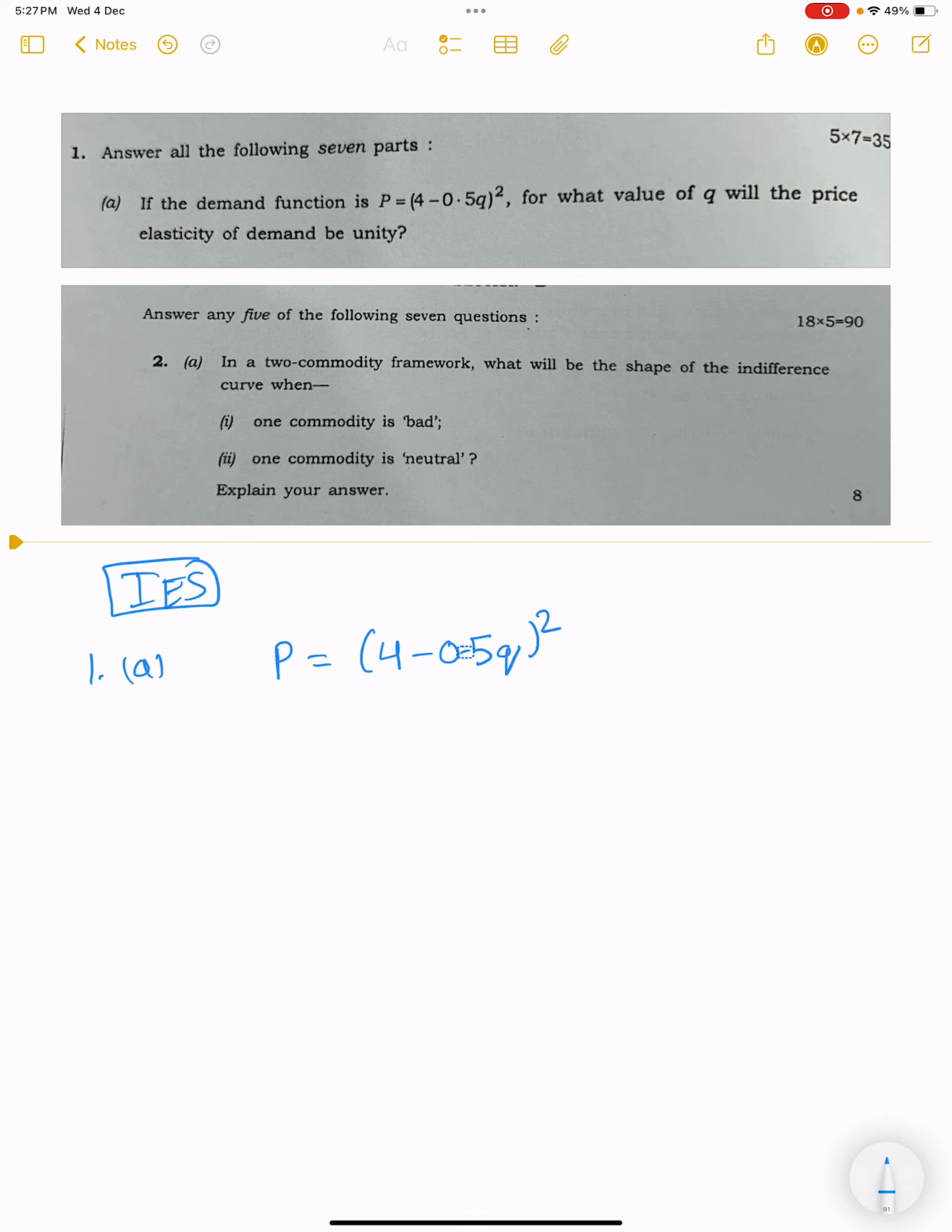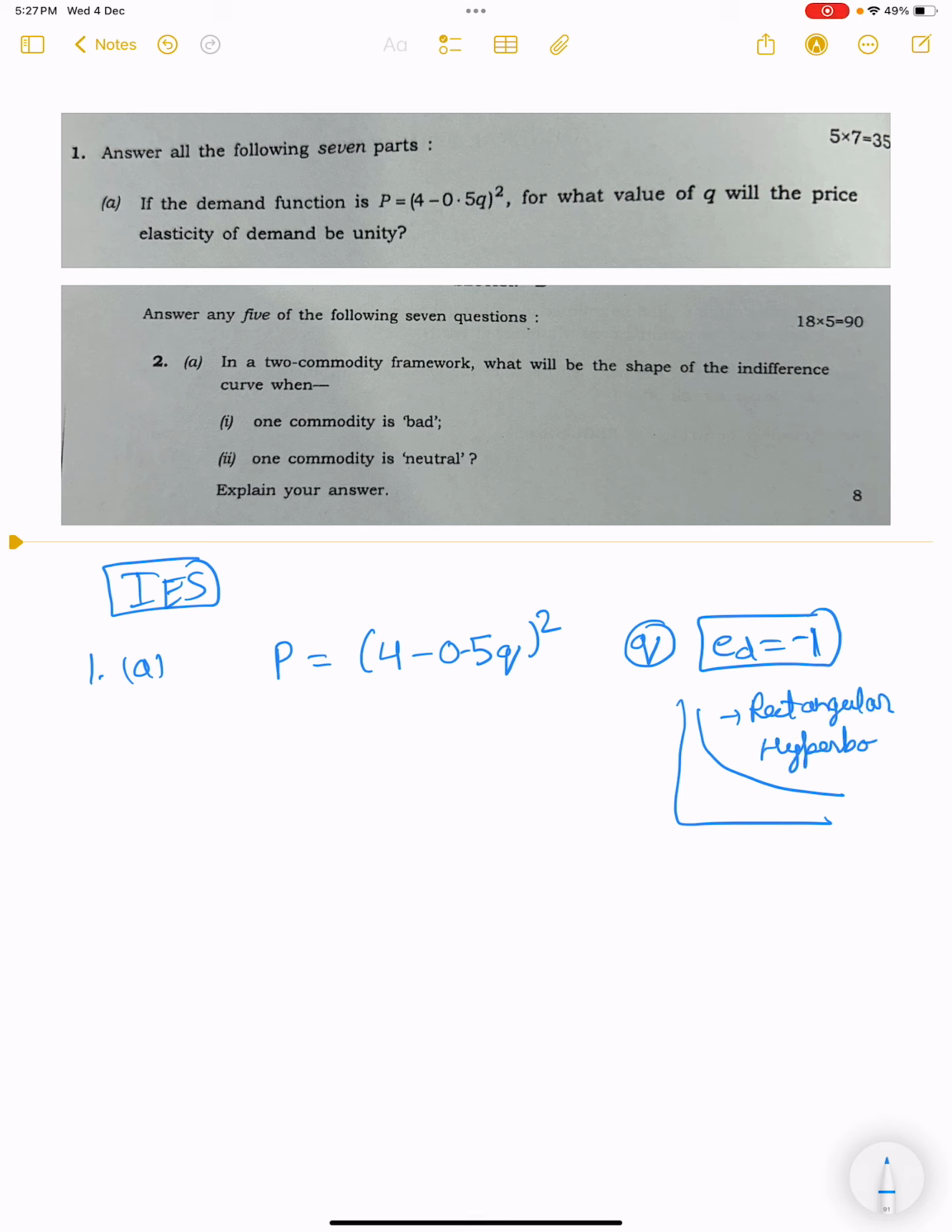They want us to find the value of Q such that elasticity of demand equals -1. That is, it is unitary elastic. We know the shape of a curve which is unitary elastic. It is called a rectangular hyperbola. Now we know the formula of elasticity. It is nothing but change in Q upon change in P into P by Q.